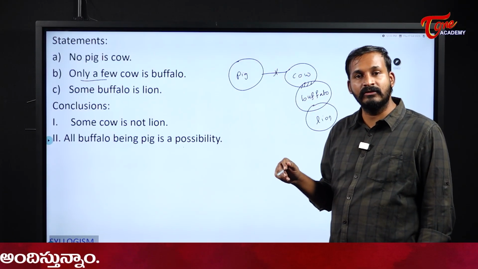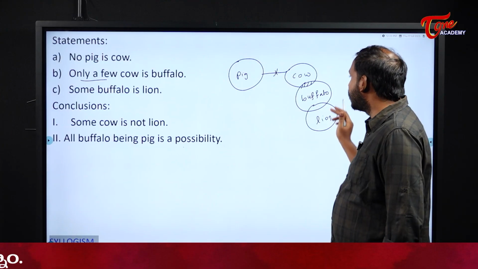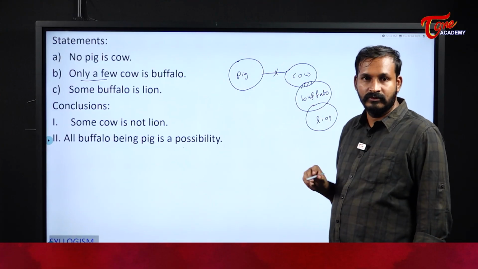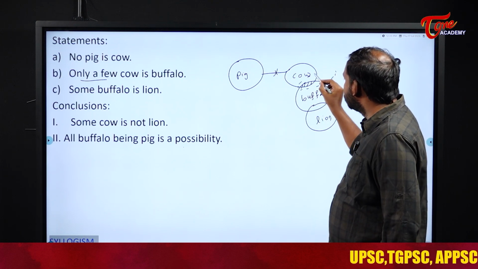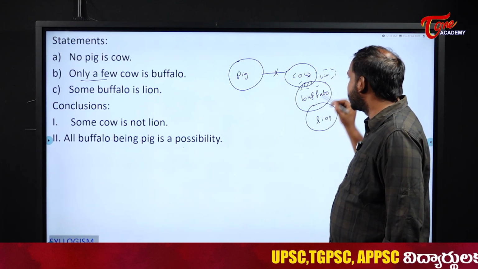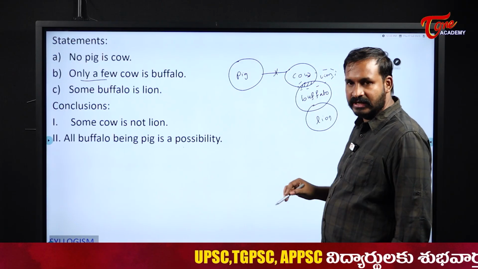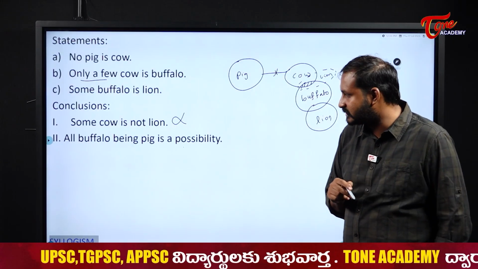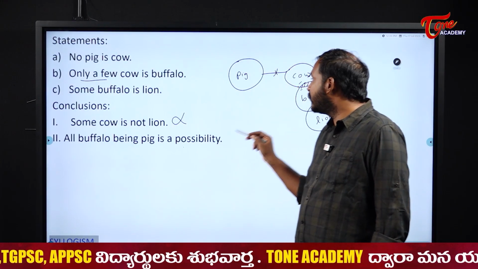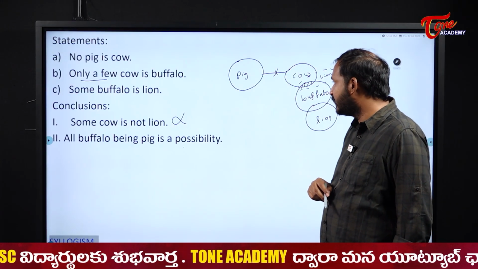To make a negative conclusion false, what will you do? You will try to draw the lion around this cow. Can I draw my lion only around this some-not portion? Yes, I can draw. Still it is not against my given statement. So now this becomes false.